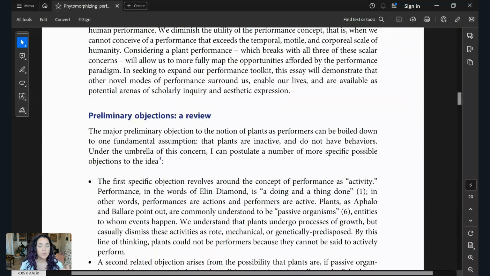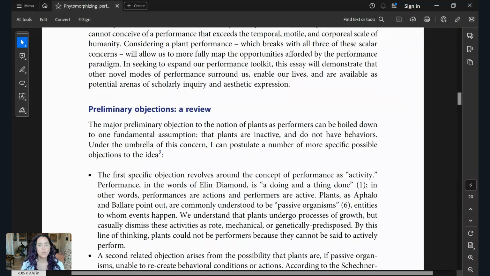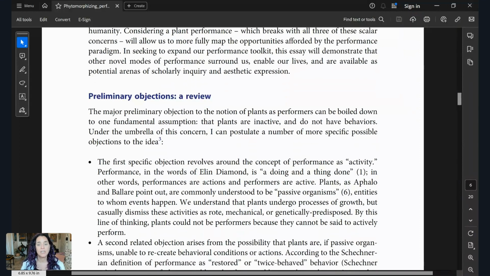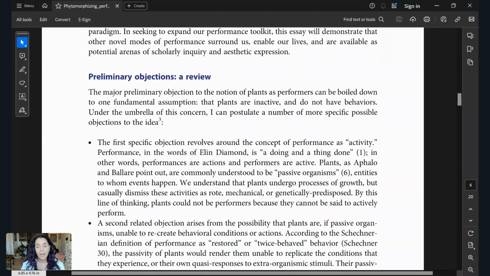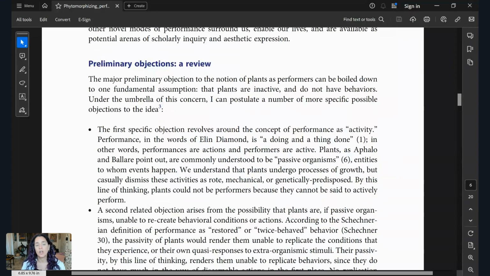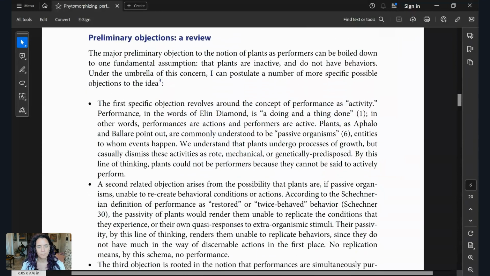Considering a plant performance, which breaks all three of the scalar concerns, will allow us to more fully map the opportunities afforded by the performance paradigm. In seeking to expand our performance toolkit, this essay will demonstrate that other novel approaches to performance surround us, enable our lives, and are available as potential arenas of scholarly inquiry and aesthetic expression.